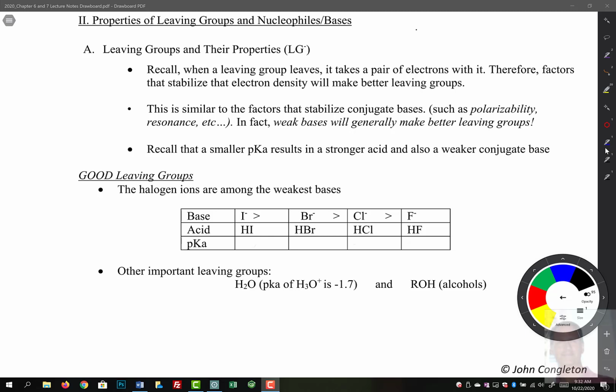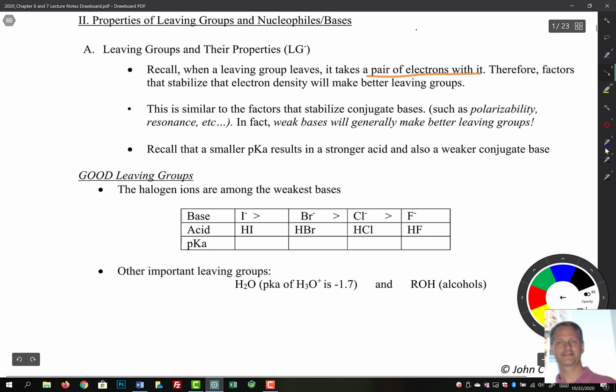Let's take a look here at the properties of leaving groups. We're going to look at that, and then we'll dive into what nucleophiles are and how to distinguish if they're good nucleophiles. Remember that leaving groups, when they leave, take a pair of electrons with them. So if you think back to acid-base chemistry, the factors that stabilize electron density will make better leaving groups. This is true, remember, if you think back to the factors that stabilized conjugate bases.